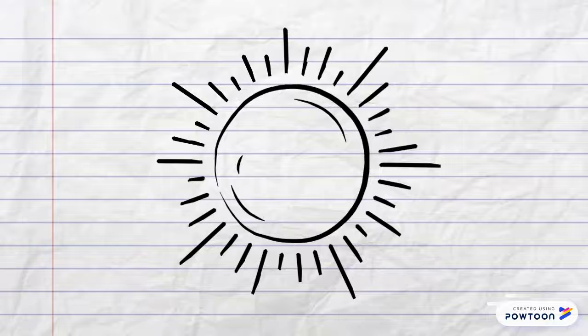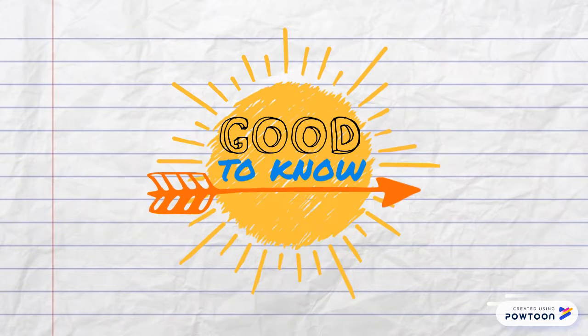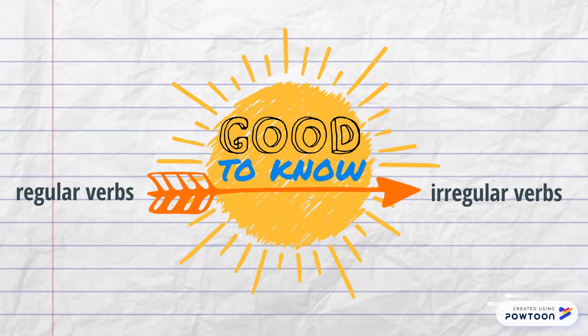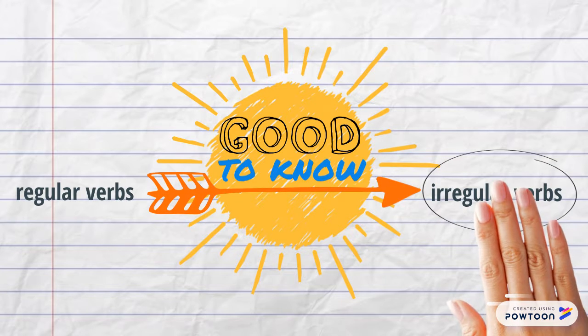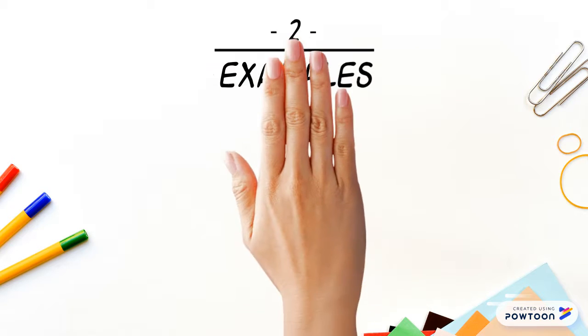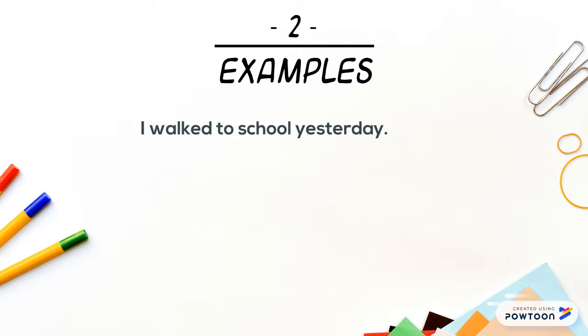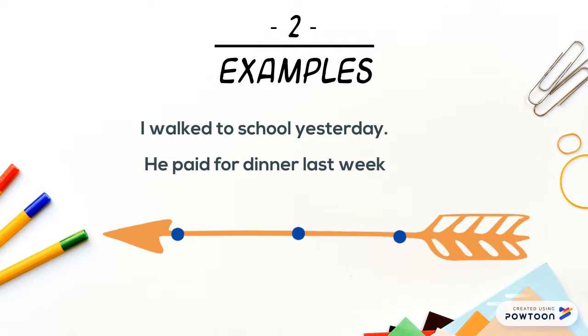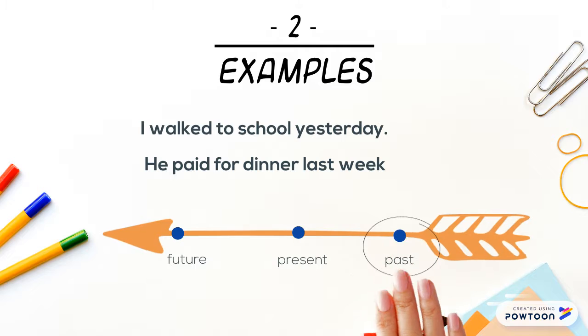But before we get started, it's good to know that in the English language we have regular verbs and irregular verbs, and it is advisable that you study the most commonly used irregular verbs. Now let's get started. Take a look at these sentences. I walked to school yesterday and he paid for dinner last week. Both these sentences are in the past simple tense.